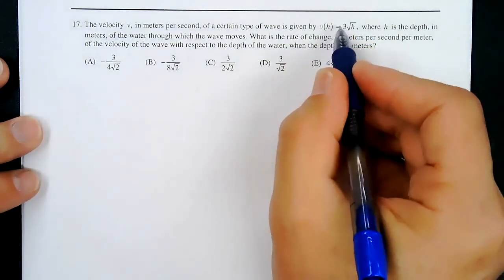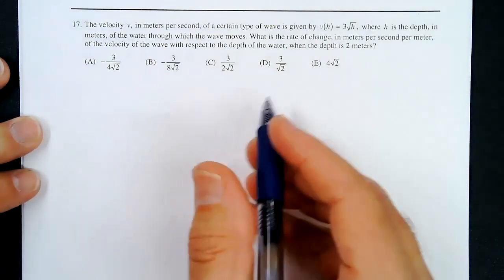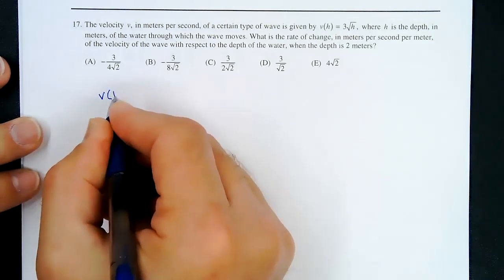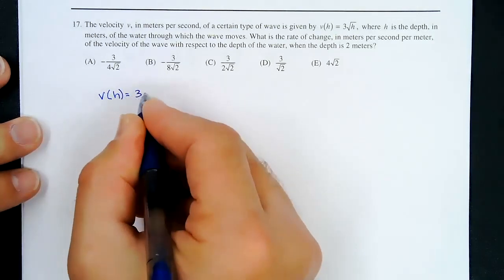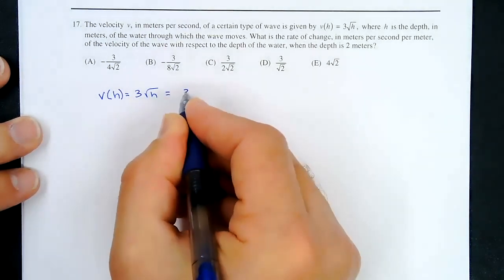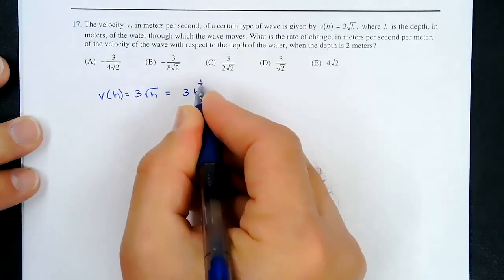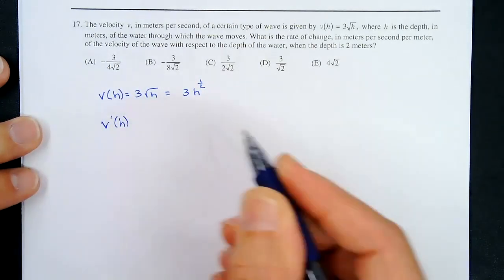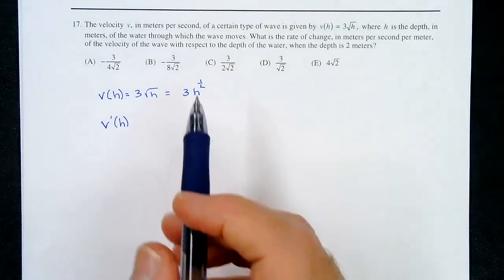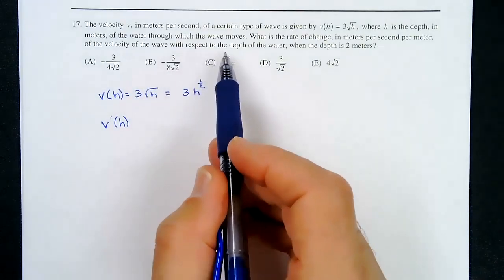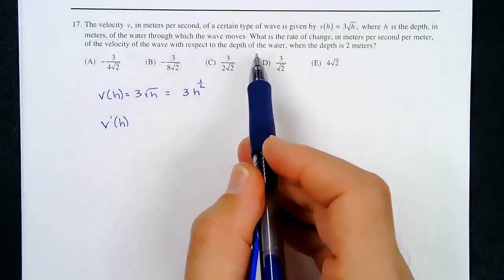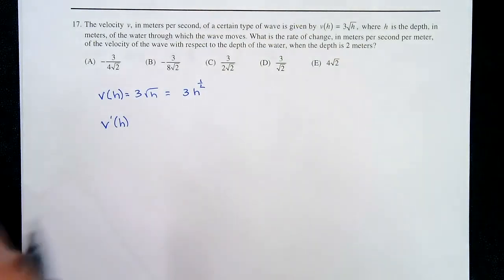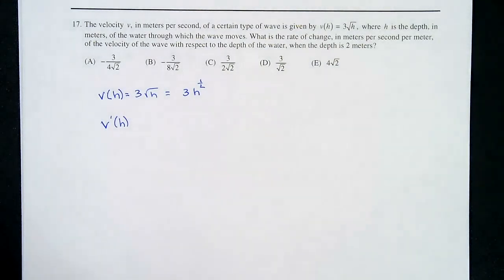To find the rate of change of this, we have to take the derivative of it. So we're going to take the derivative of the velocity function. I'm going to first rewrite the velocity function. So v of h is equal to 3 square roots of h. It'd be easier if we wrote this as 3 h to the 1/2 power. And so we need to find v prime of h. We're going to take the derivative of the wave with respect to the depth of the water. So we're taking the derivative with respect to h, so when we apply the chain rule, we would have a dh over dh.